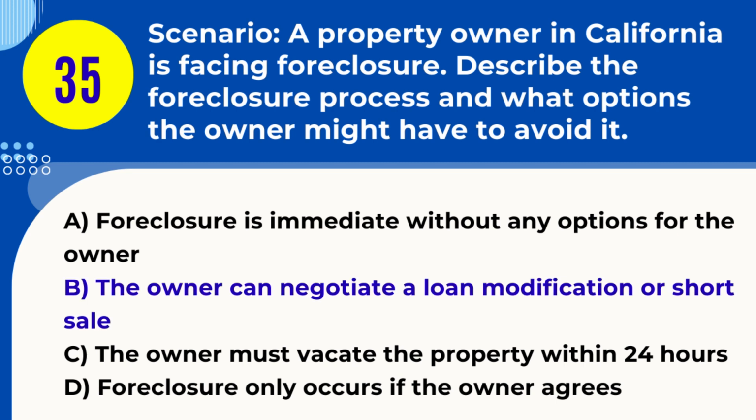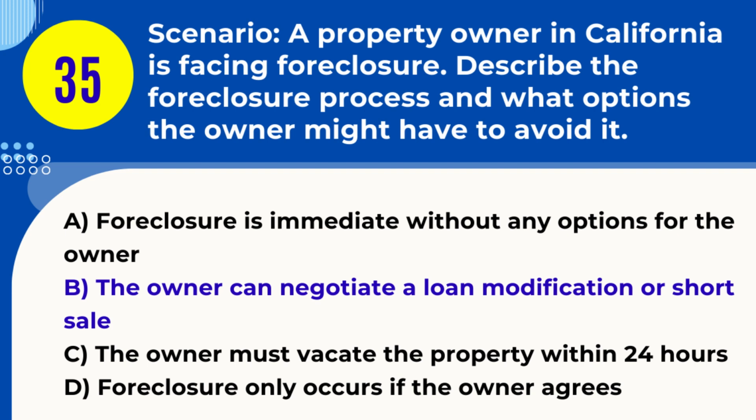Answer. B. The owner can negotiate a loan modification or short sale. Explanation. In California, the foreclosure process typically involves a notice of default and a period during which the owner can remedy the default. The owner has options to avoid foreclosure, such as negotiating a loan modification, arranging a short sale, or refinancing.